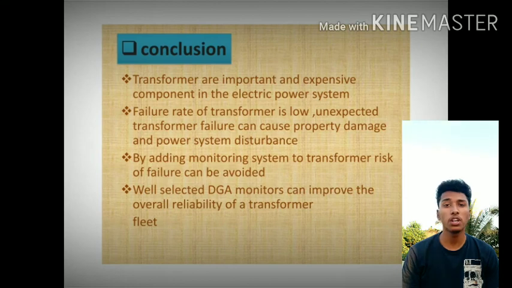Transformers are important and expensive components of the electric power system. The failure rate of such transformers is very low, but if it happens, it causes severe property damage and also causes disturbance in electric power supply. By adding a monitoring system to the transformer unit, the risk of failure can be avoided. A well selected, good DGA monitor can improve the overall reliability of the transformer fleet.